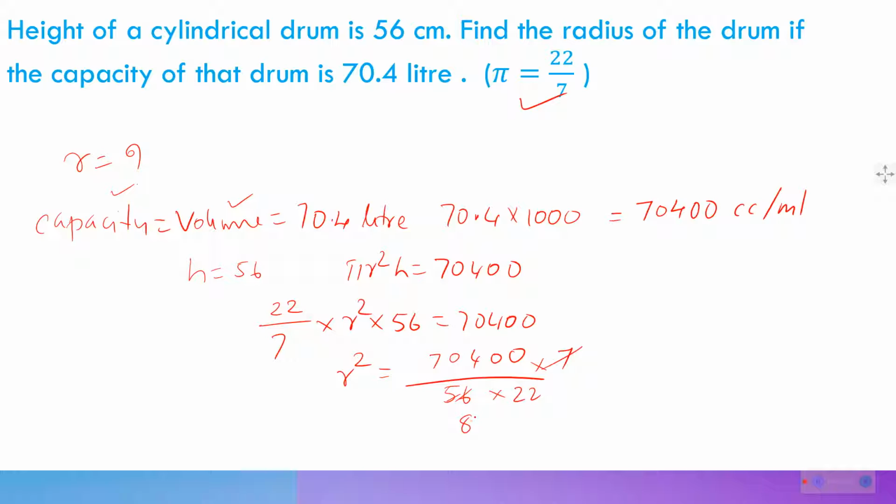Okay, this 8 case, I think this is divisible. We will divide it here. 8 8s are 64, 8800. So you get 8800 upon 22, again divisible, 22, it is 4 times. So 400 is the radius. What is it? 400 square, r square. So not radius, r square is 400. R is equal to root of 400, which is equal to 20 centimeter.